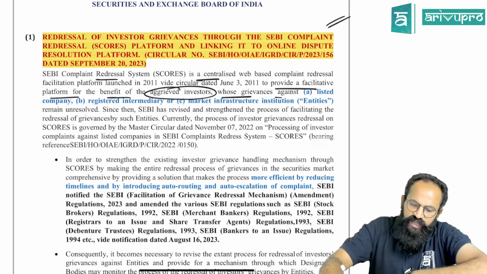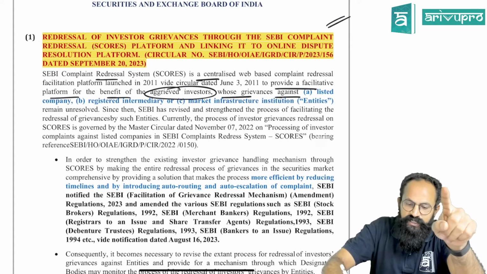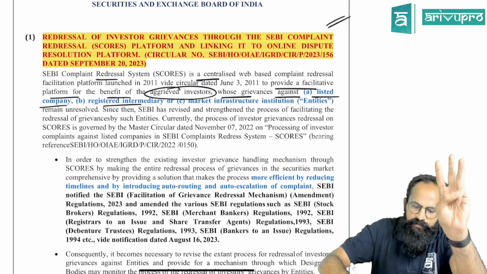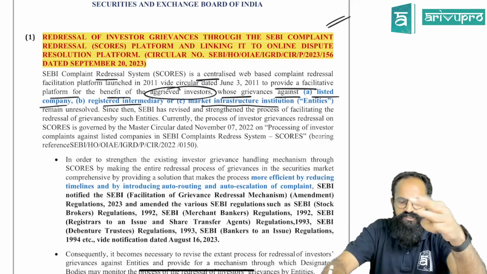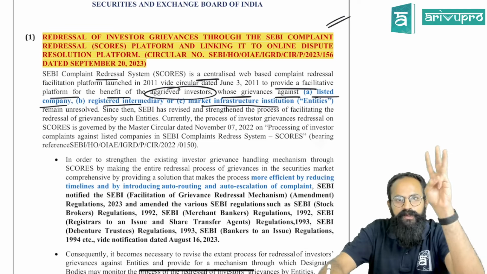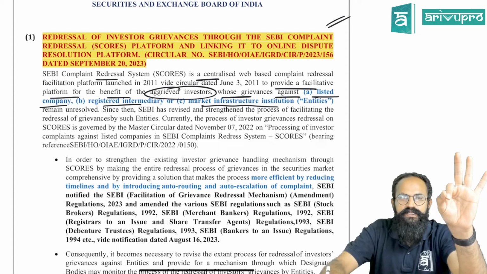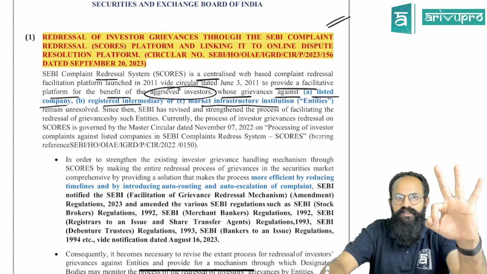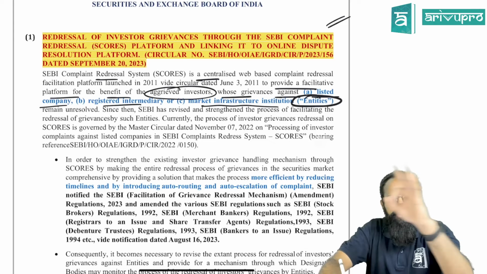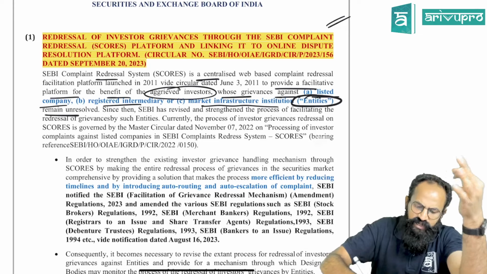Whose grievances against whom? Sir, I have a complaint against whom? If you have a complaint against any listed company, any intermediary, or any market infrastructure institutions like stock exchanges and depositories, listed company, intermediary, or MIIs. So if you have a problem against these three, together these will be called entities going forward. And if on these the complaint remains unresolved.